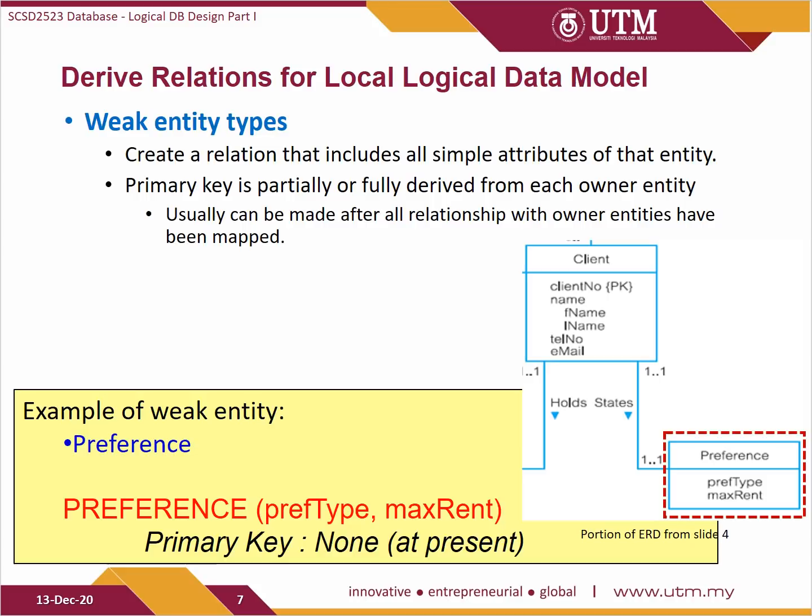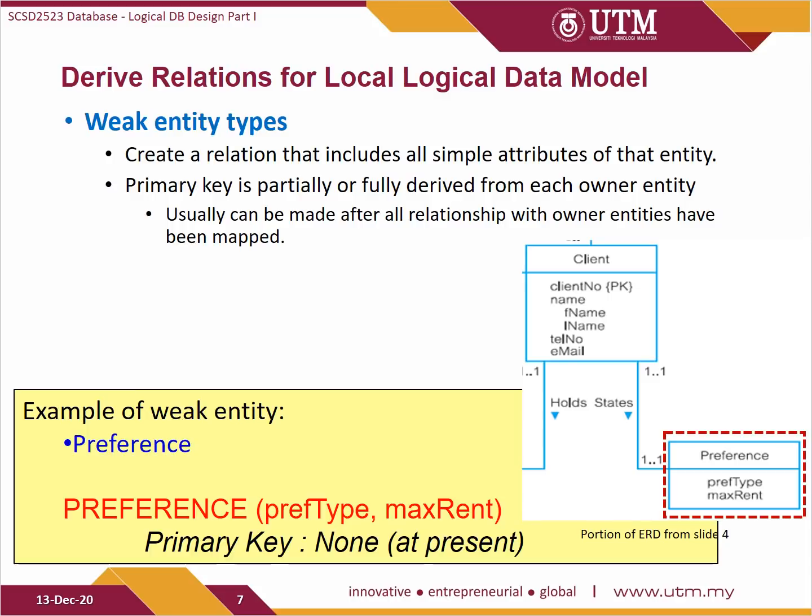Okay, next is about weak entity types. For each weak entity in the local conceptual ERD, create a relation that includes all the simple attributes of that entity. The primary key of a weak entity is partially or fully derived from each owner entity. So, the identification of the primary key of a weak entity cannot be made until after all the relationships with the owner entities have been mapped.